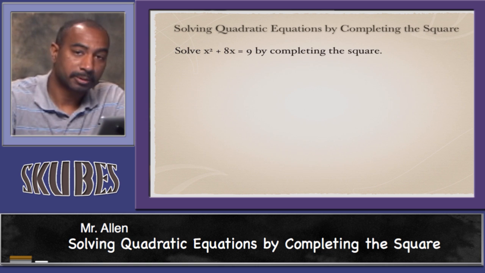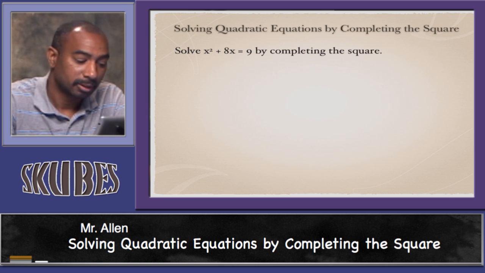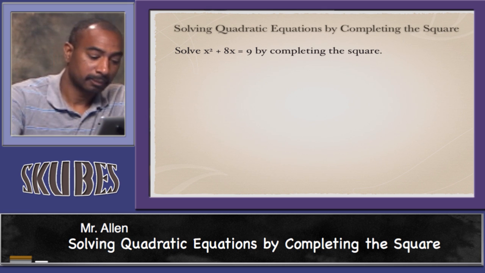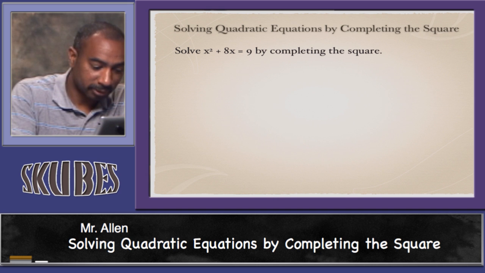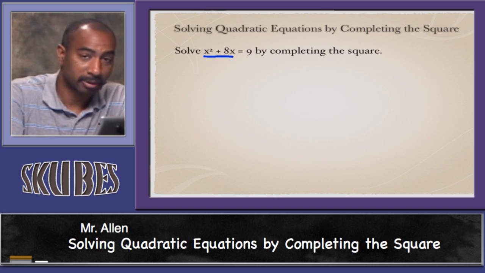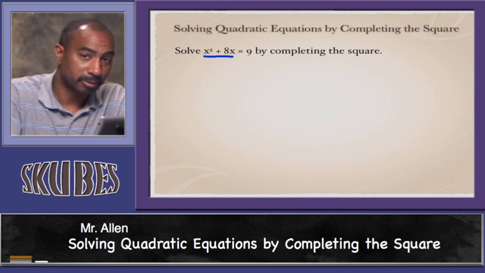Now we can use this procedure to solve equations. For example, solve x squared plus 8x equals 9 by completing the square. Well, if you look at this part of the equation, it's an incomplete square. You have x squared plus 8x. And what we're going to do is complete the square. But remember, what you do on one side of the equation, you must do to the other.